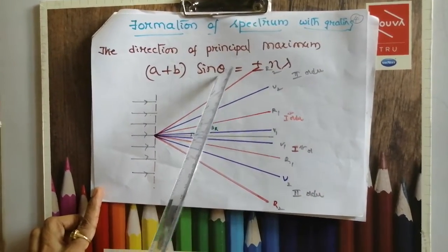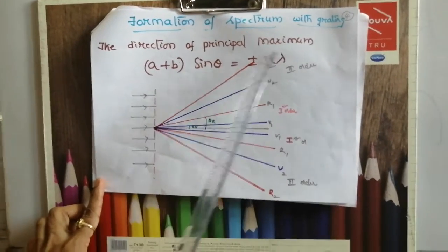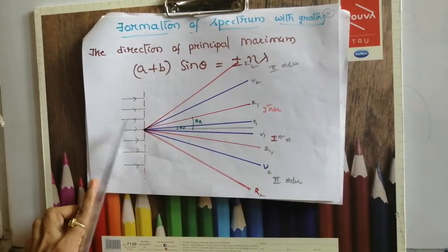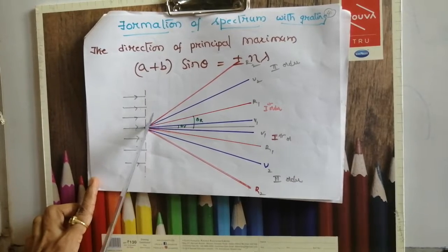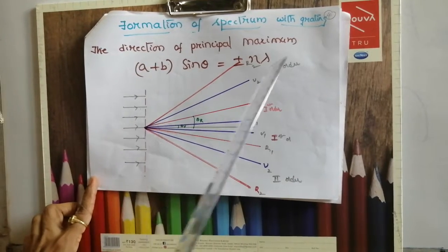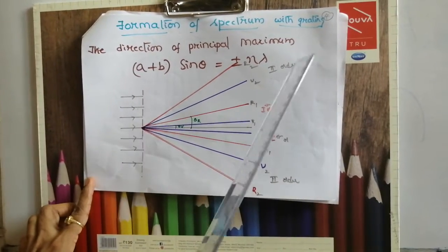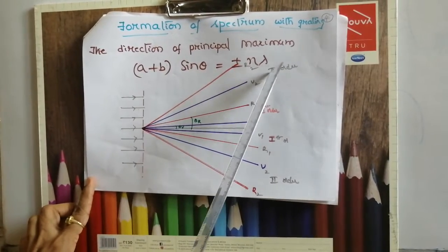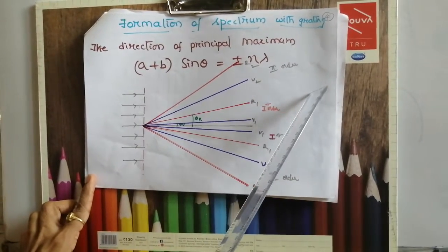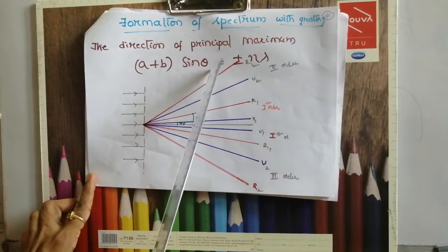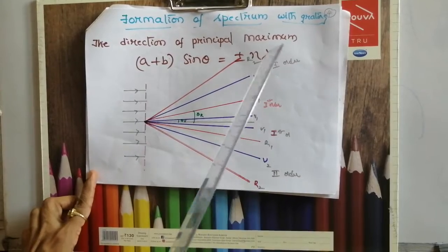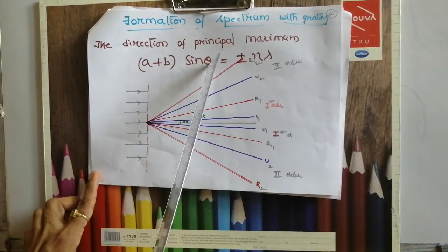But here sin theta and lambda are both in the numerator side. So if lambda increases, theta increases. Suppose white light is incident on this grating. In white light there are 7 colors, VIBGYOR, violet to red. Since theta is proportional to lambda, violet is 4000 angstroms and red is 7000 angstroms.